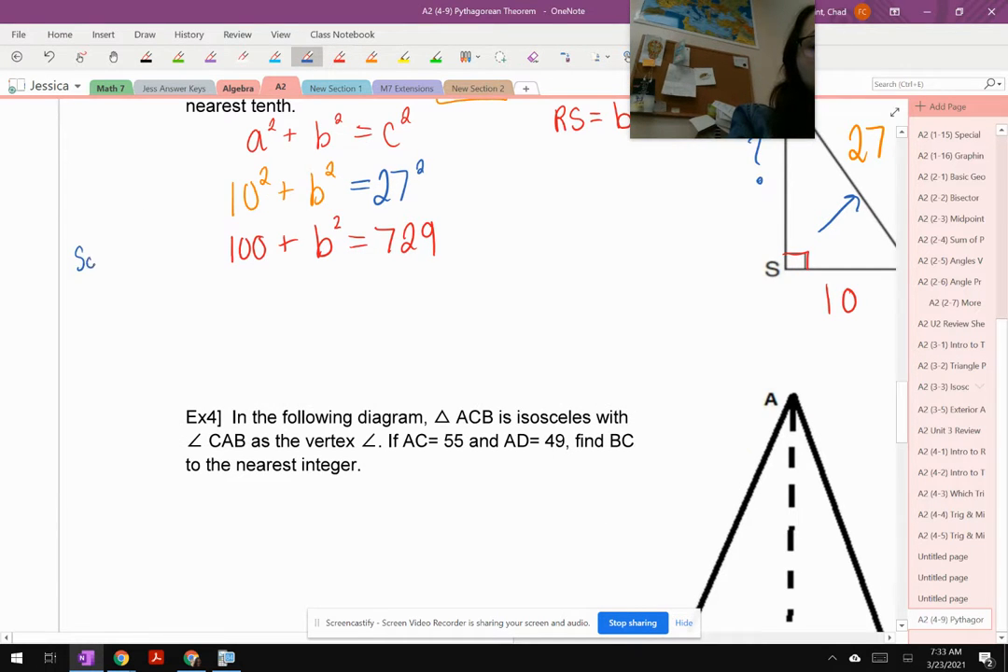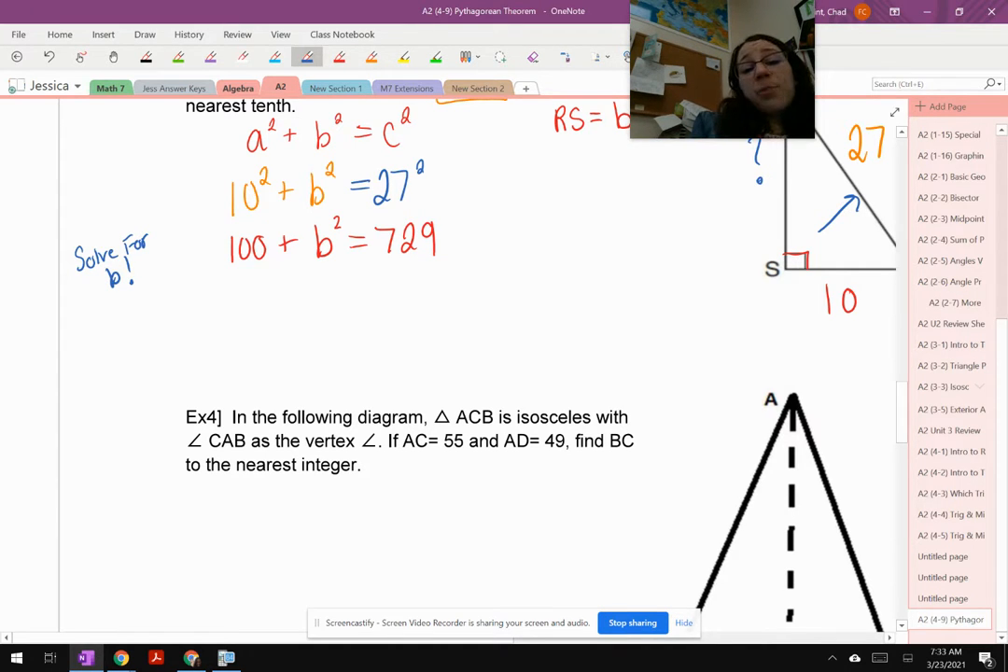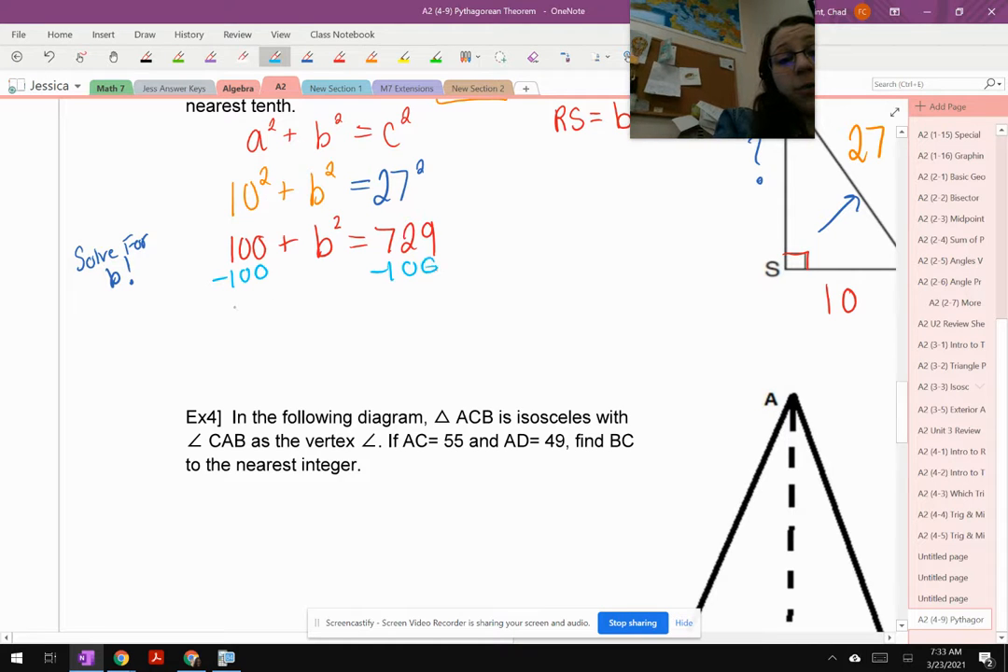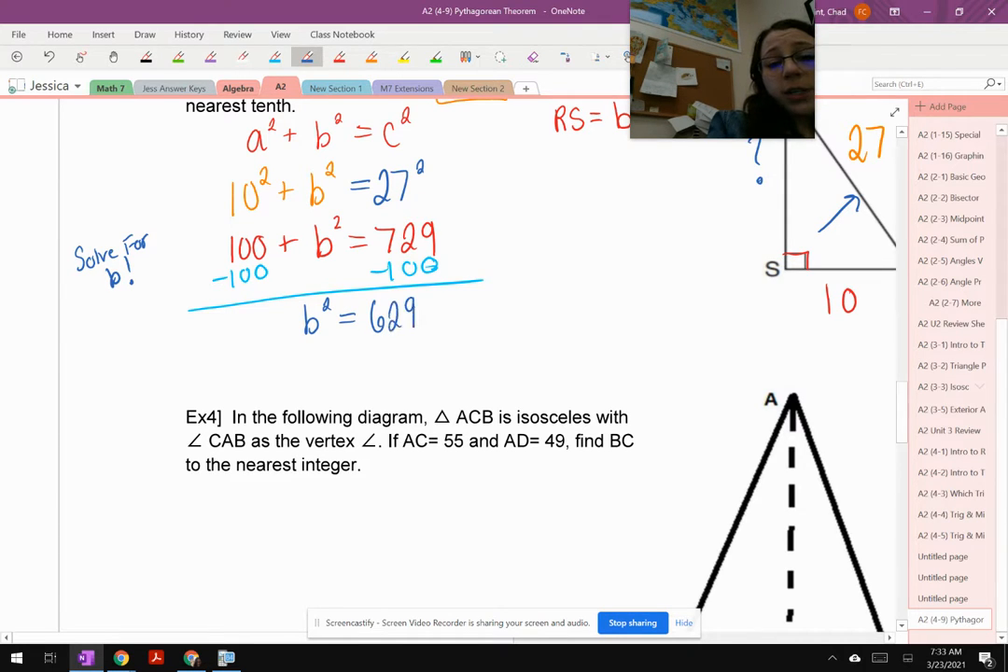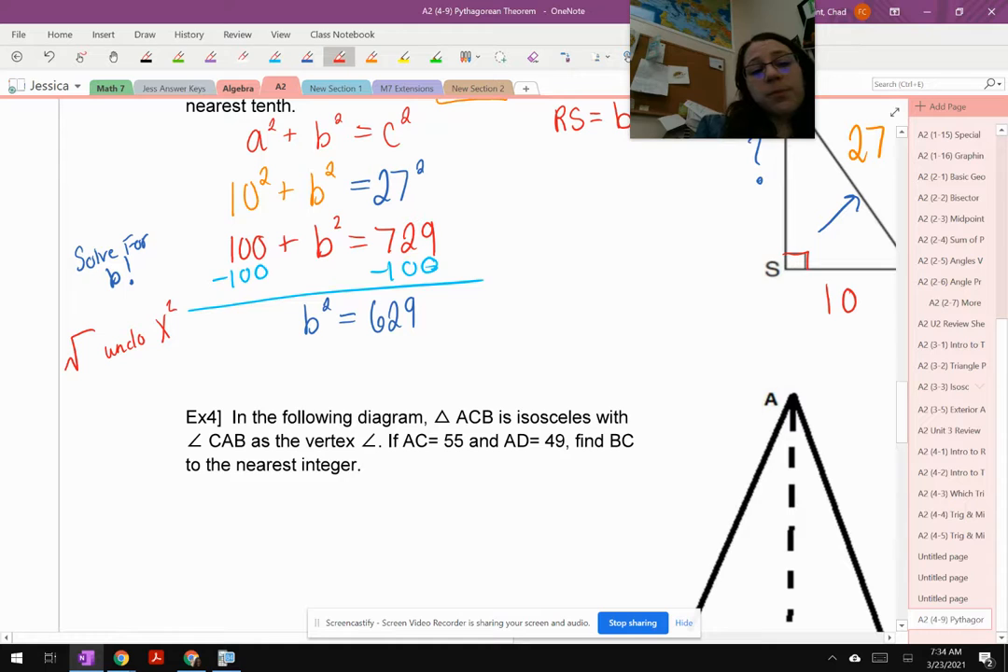And again, now we just solve for that B. B is prevented from being by itself by both the squared and that plus 100, but the plus 100 needs to move first. So I'm going to subtract that 100 from both sides, leaving me with good old B squared is equal to 629. And just like we did in the previous problem, we're using that square root to get rid of the squared. Square roots undo squareds.